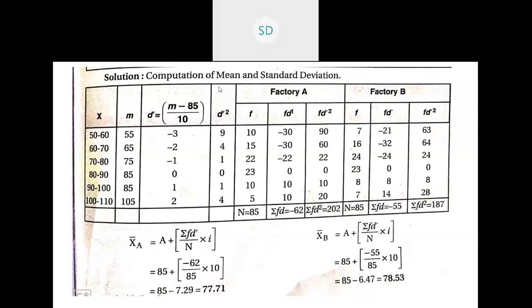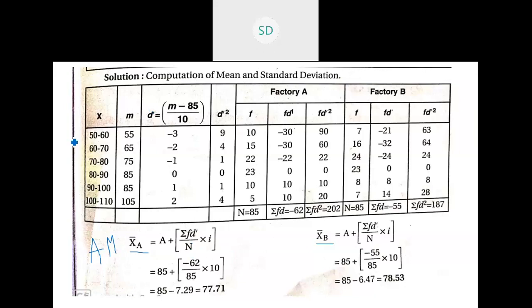Okay, now let's go for the calculation. Now, the calculation part, we are first solving x bar or arithmetic mean. So, we are solving arithmetic mean first for factory A as well as factory B. So, for A, we are using the assumed mean formula. You can use the normal formula also, but here we are using the assumed mean formula for continuous series. So, A plus sigma fd dash by n into i. We have already found out d dash, so that is why it is easy for us to calculate using arithmetic mean under the assumed mean method.